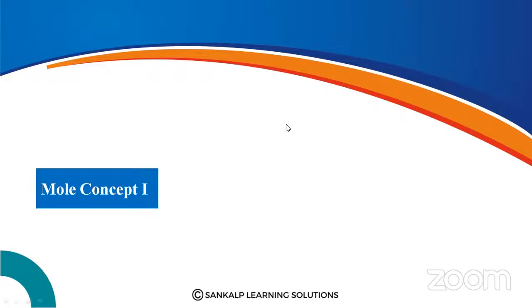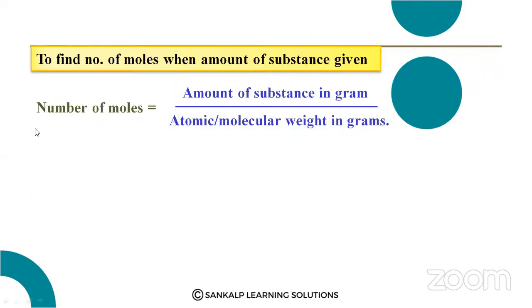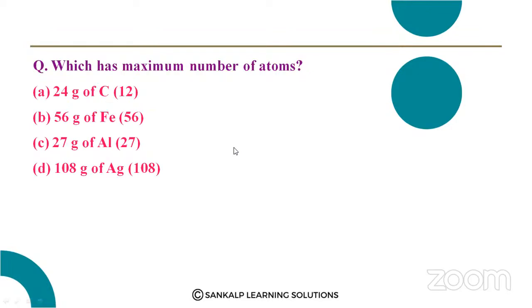It is denoted by N_A, capital N with subscript A. So this is said to be a mole. We also discussed the formula: how to calculate the number of moles when the amount of substance is given. It is the amount of substance in grams upon the atomic or molecular weight in grams. Based on this, we solved two problems yesterday.